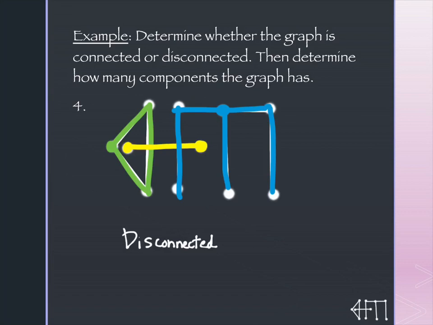Now, if it were connected, it would have one component, right? It would have one color. Our number of components is defined by how many colors it took us to draw the graph, and it took us 3. So there are 3 components for this graph.